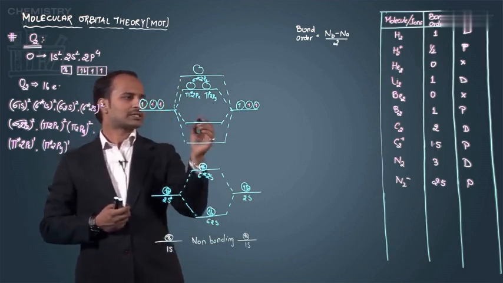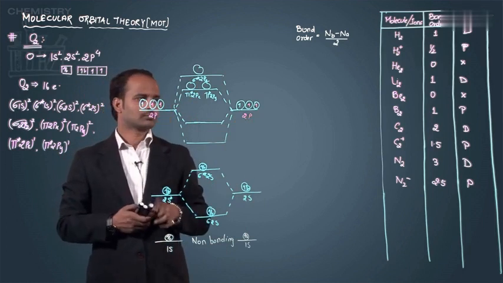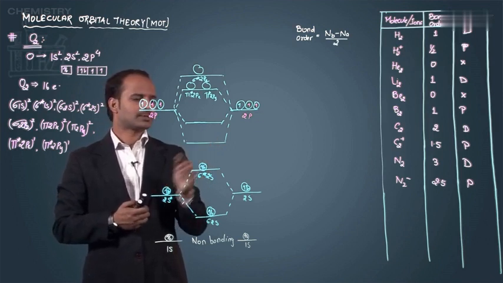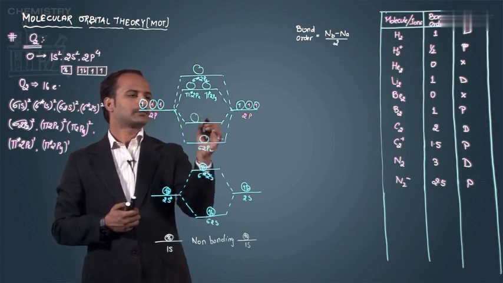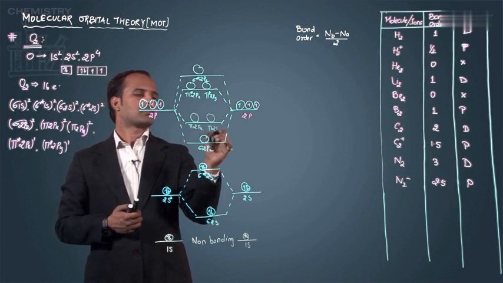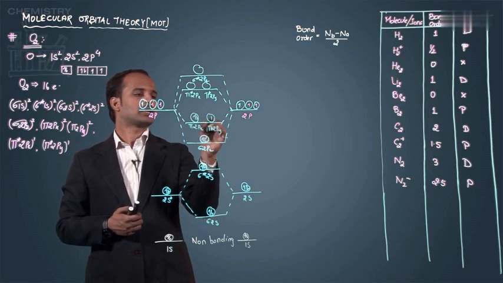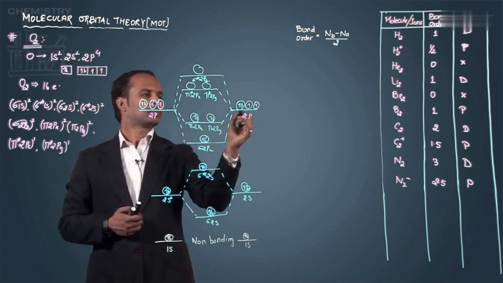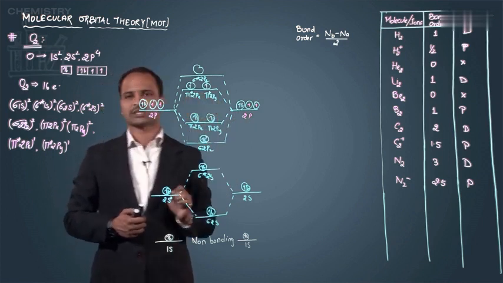Now in case of this, as I said, it is 2p and 2p. Sigma 2pz will come first, and then pi 2px and pi 2py. Sigma 2pz, 2 electrons, 2 electrons, 2 electrons, and then it's a 2p4. So still 2 electrons are left. So 1 electron here and 1 electron in this case.